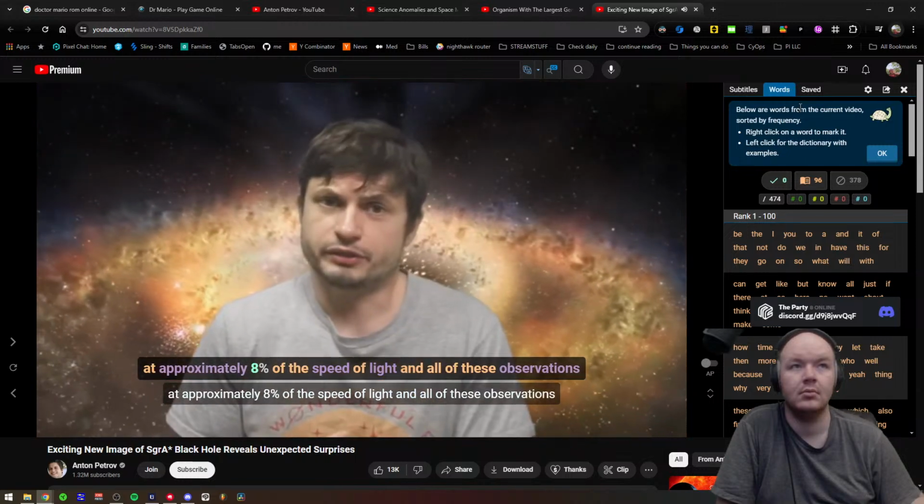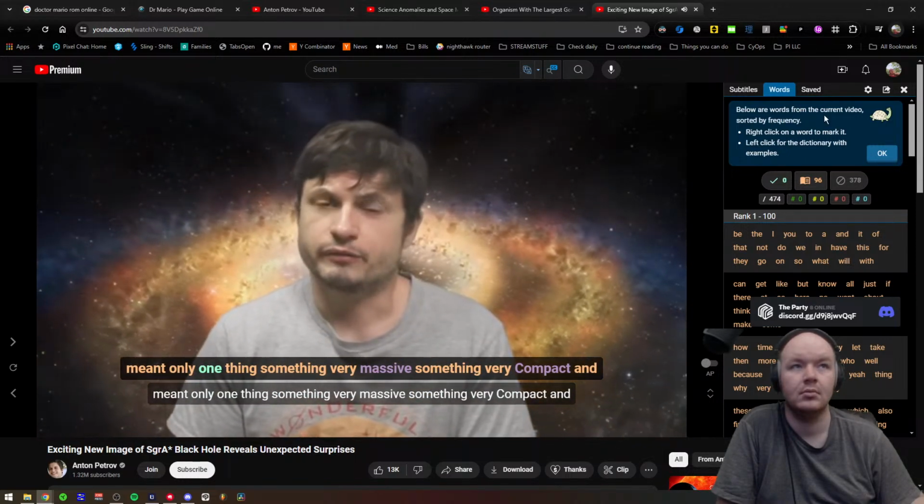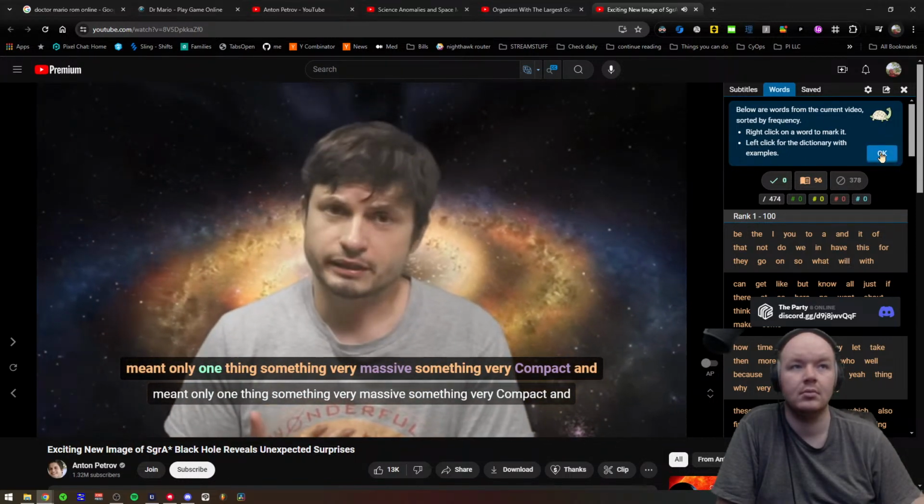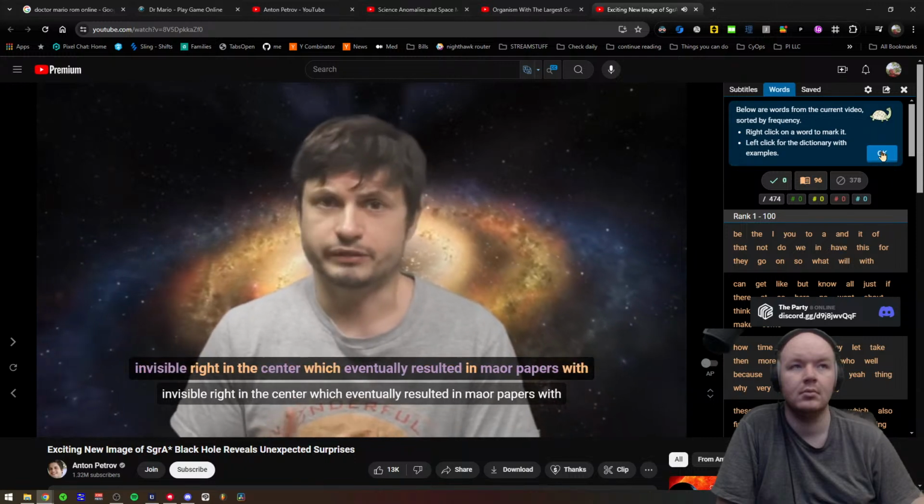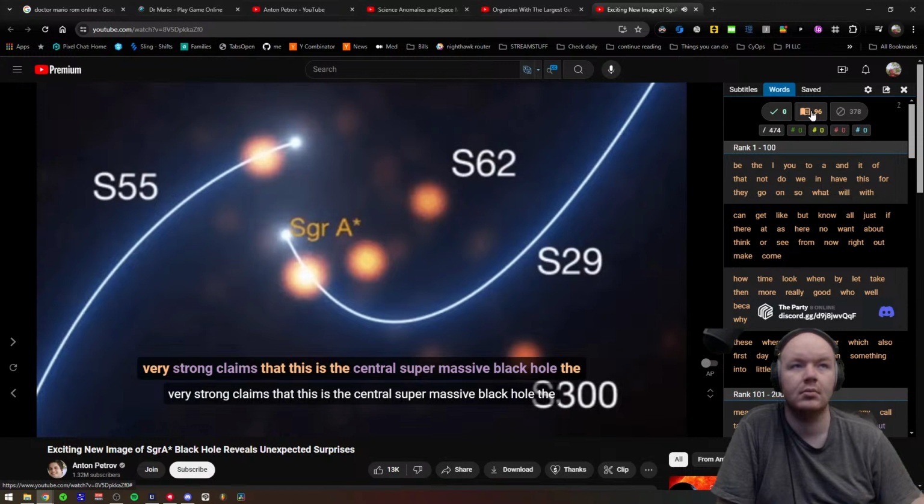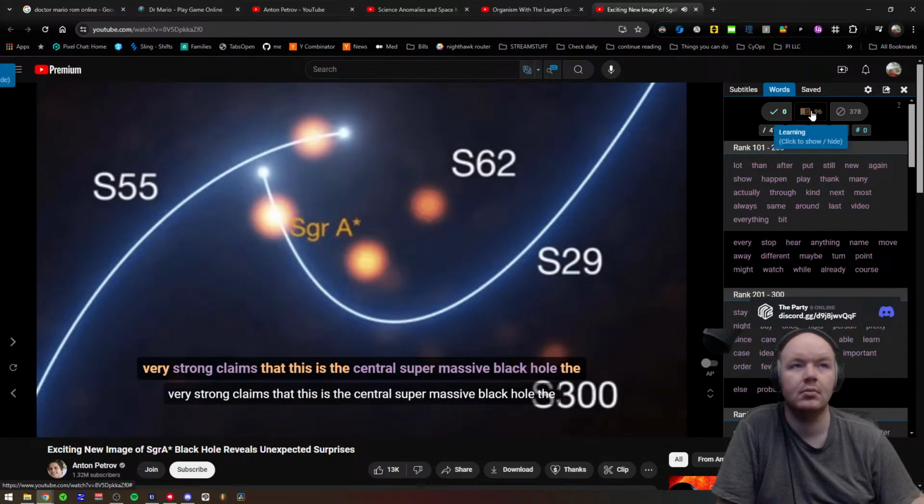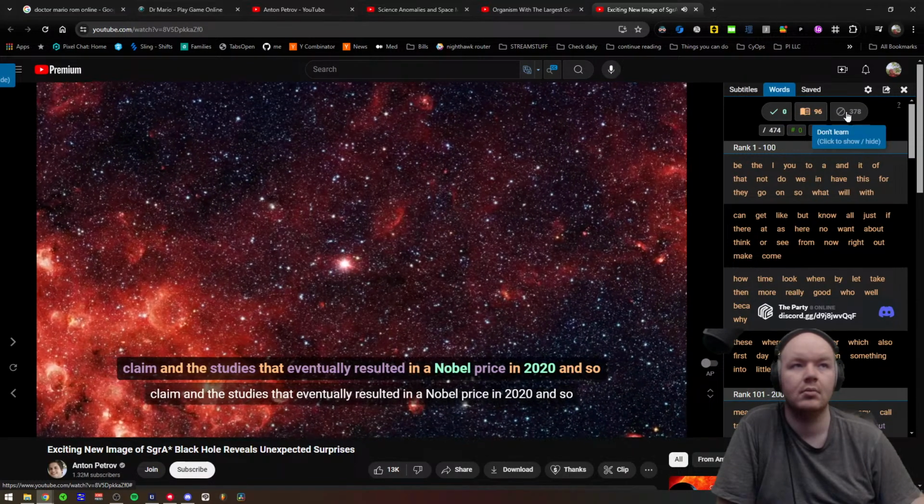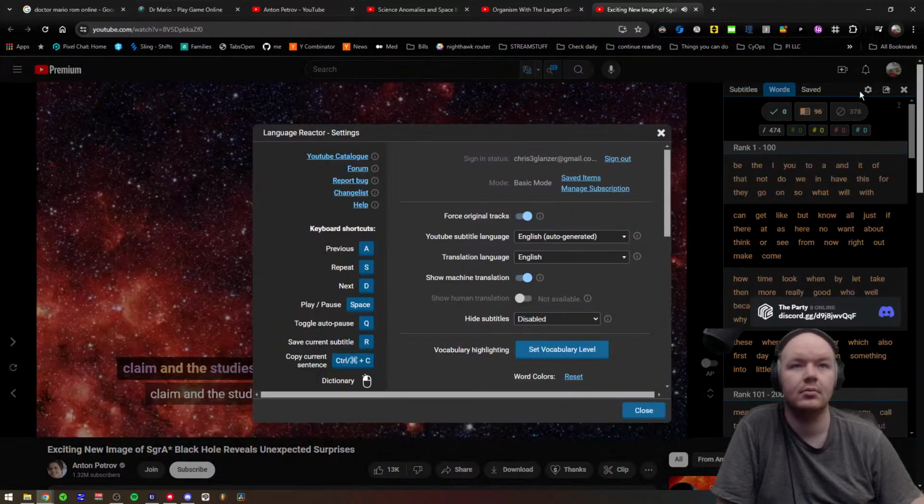And all of these observations meant only one thing: something very massive, something very compact, and invisible right in the center, which eventually resulted in several major papers with very strong claims that this is the central supermassive black hole, the claim and the studies that eventually resulted in a Nobel Prize in 2020.